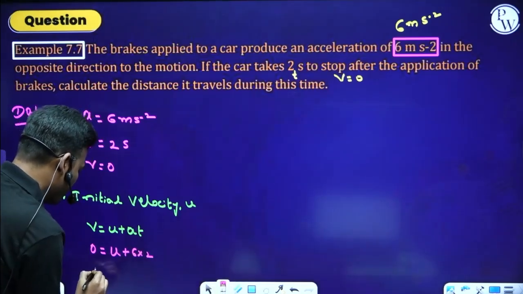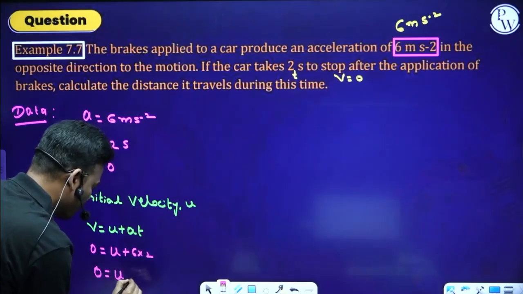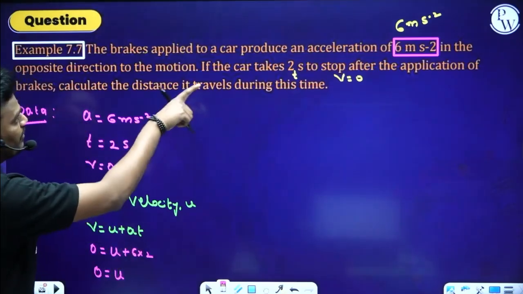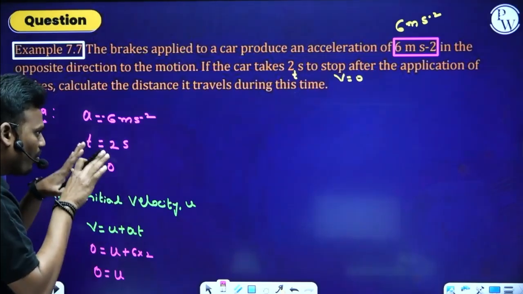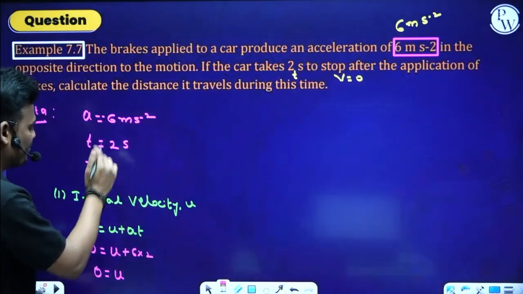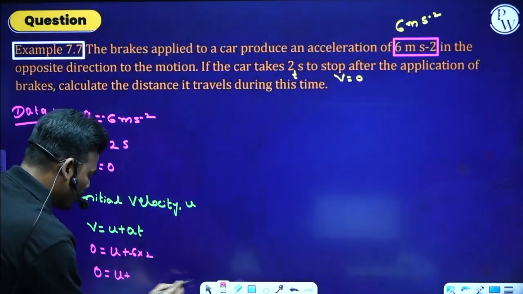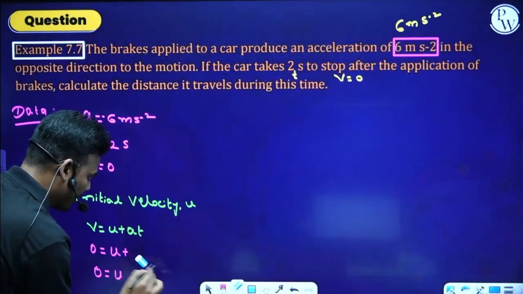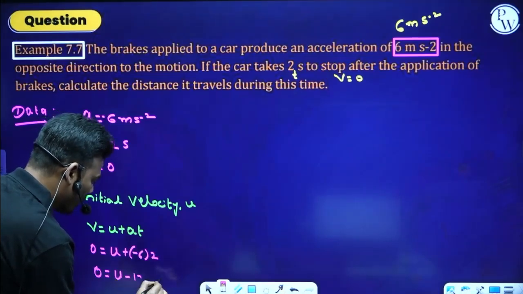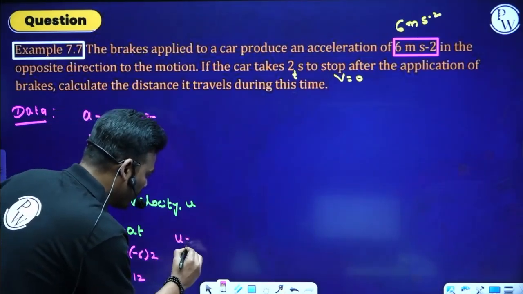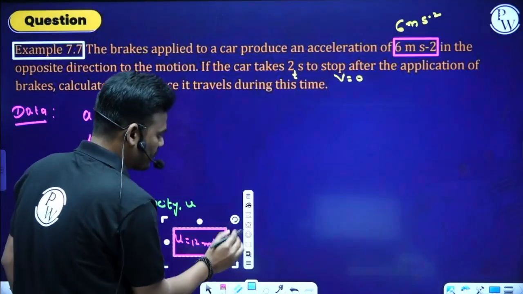So 0 equals U. Acceleration opposite means negative sign, because motion is reduced, speed is reduced. So plus into minus, here I'll write minus 6 into 2, so minus 12. Therefore, U equals 12 meter per second. So initial velocity I got to know.